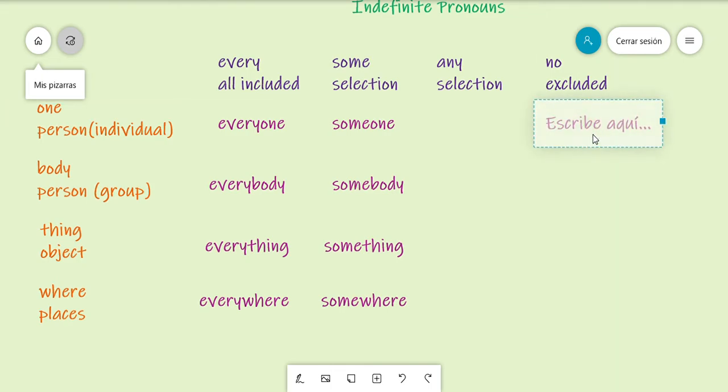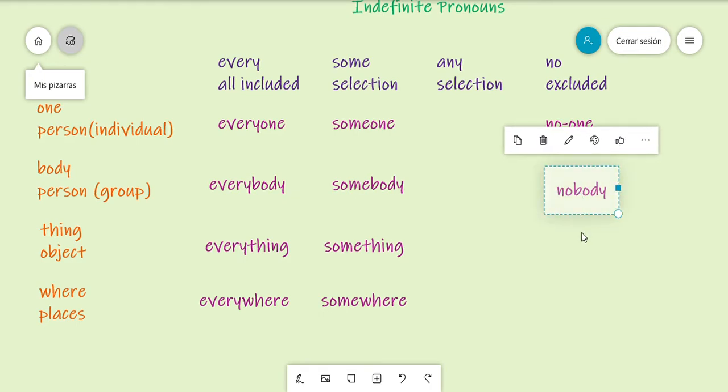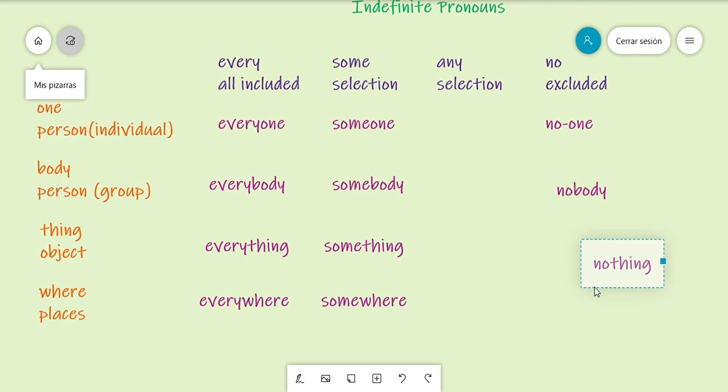For example, in the case of no, this is important. You have to write no one like this. For example, when you say no one helps me. That is because you don't include anything. In the same way, like nobody, that is an exact group. Nobody does the homework, for example. In the case of nothing, well, that is easy. It's because it's excluded. And in the case of nowhere, it's the same.